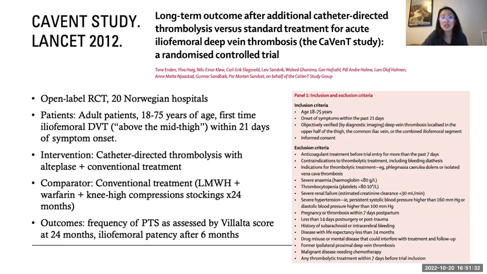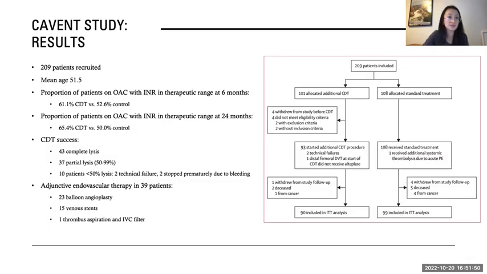Of note, they did also use adjunctive angioplasty and stents to establish flow for those that had less than 50% residual stenosis, or greater than 50% residual stenosis at the discretion of the interventionalist. So in this study, a similar number of patients were recruited, about 209, with a similar mean age of 51.5.